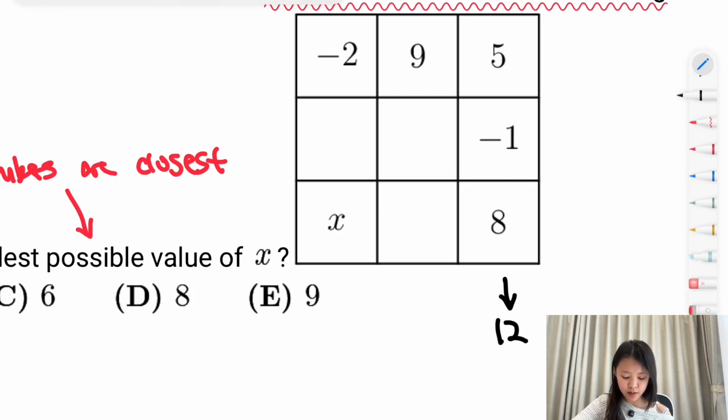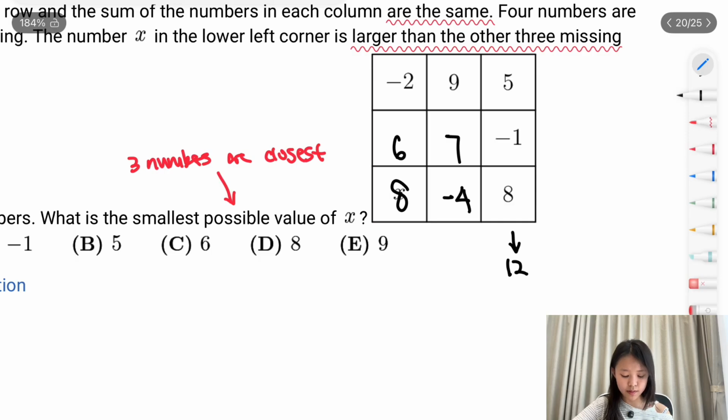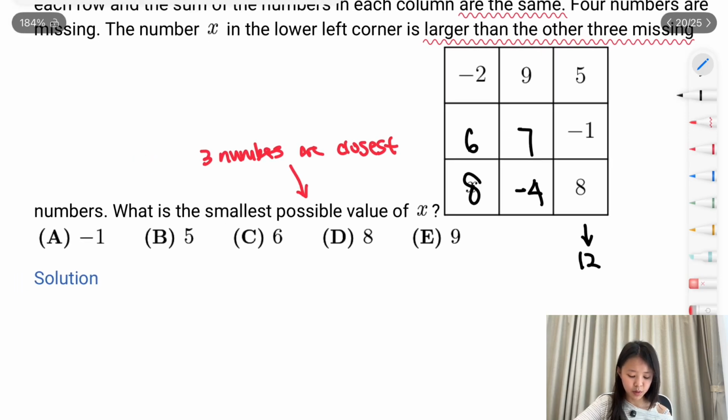So you can do some trial and error. First, if this number in the middle is -2, this would be 6, and that would be 8. So that is still too large. So we can try -4. And now it's 6. And this number here is 7. So this is the final answer, and that means the smallest possible value of x is 8.